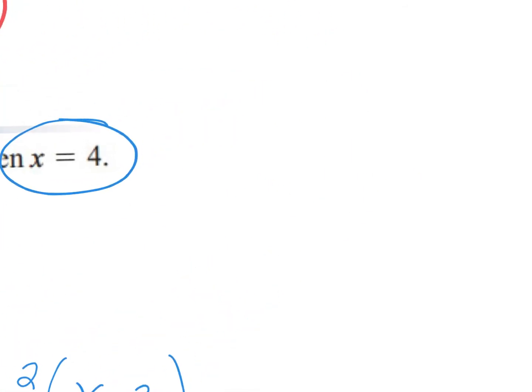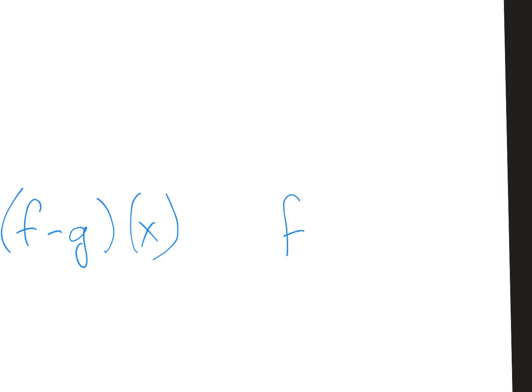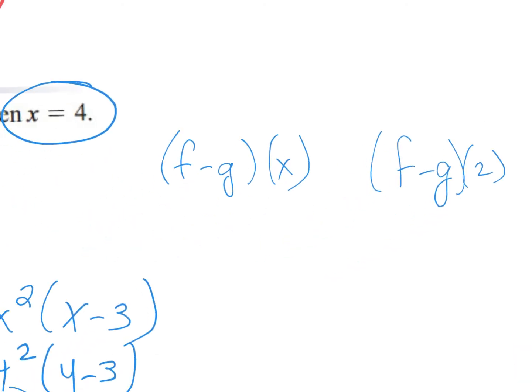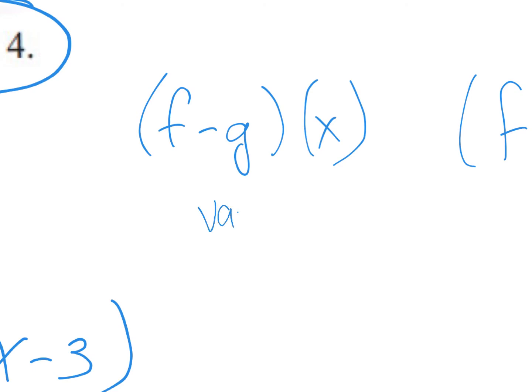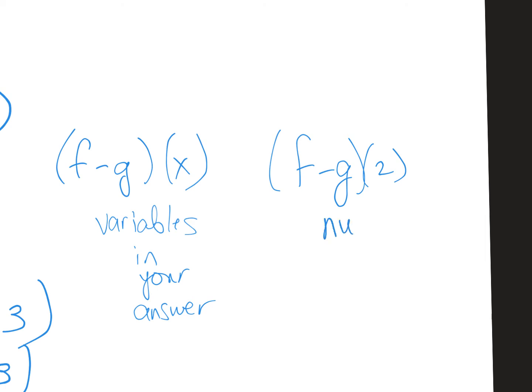Depending upon how your question is written, f minus g of x or f minus g of 2, you should have variables in your answer here, and you should have a numeric answer here. Does that make sense? Okay.